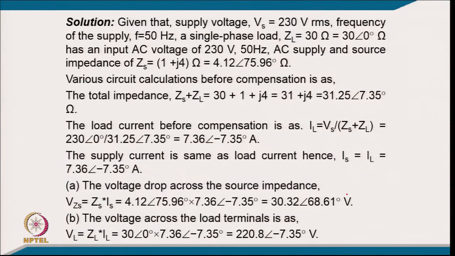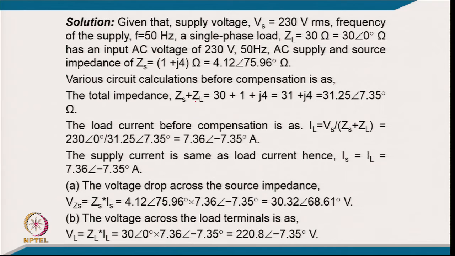So, coming to the numerical part of this, given that the supply voltage Vs is 230 V RMS at a frequency of 50 hertz, a single phase load of 30 ohm, and a supply impedance of 1 plus j4 ohm, that comes to 4.12 at an angle of 75.96 degree ohms.